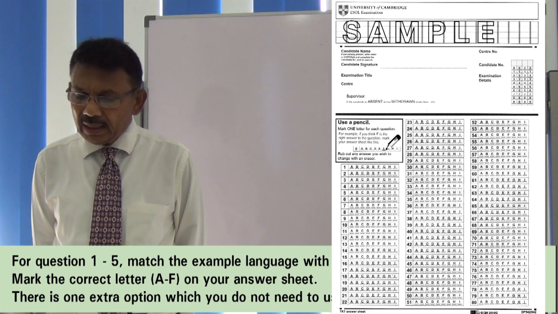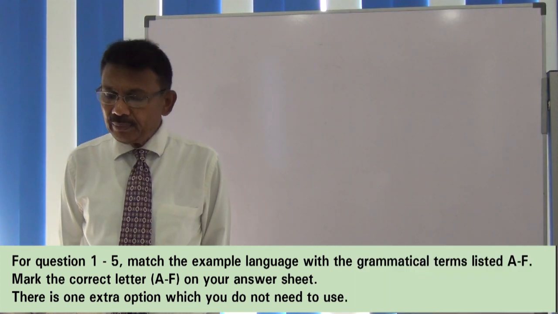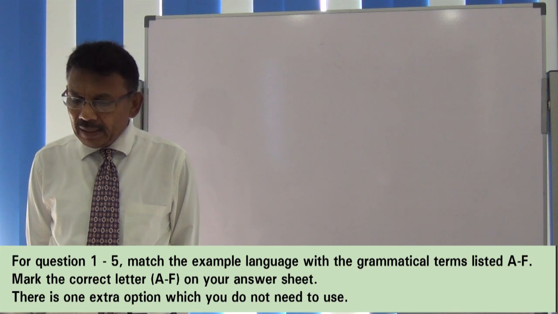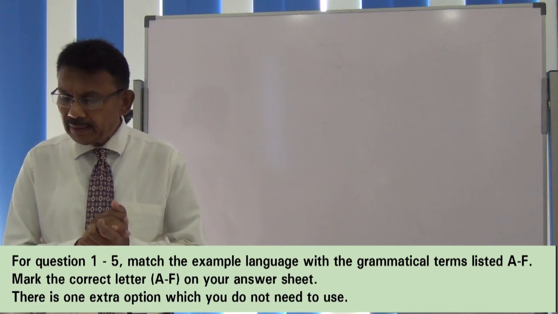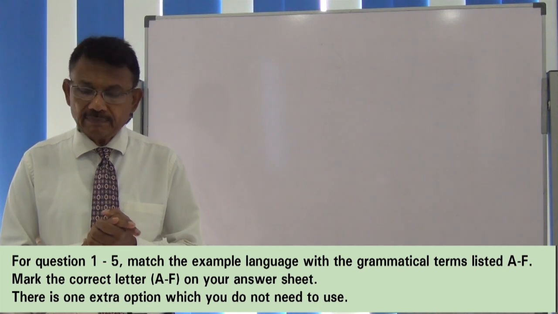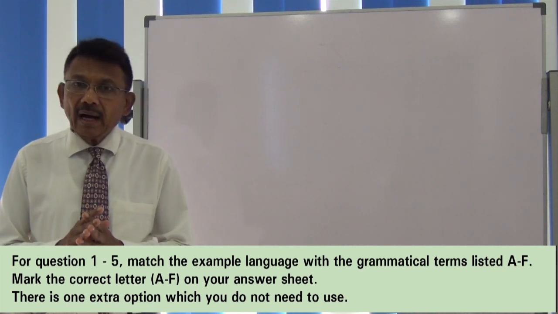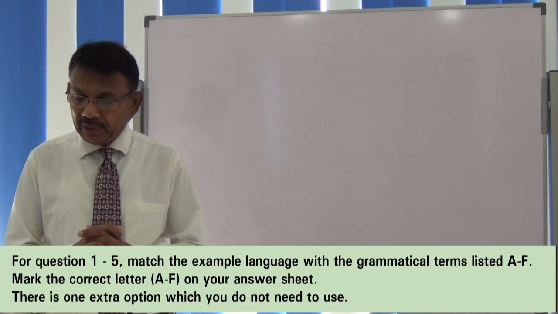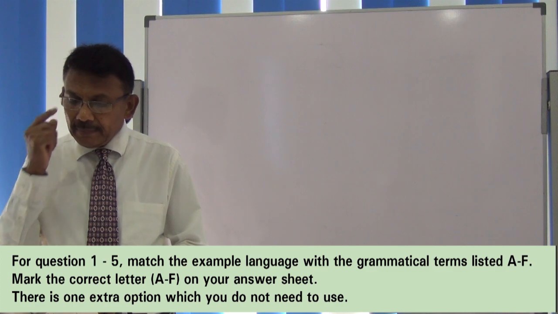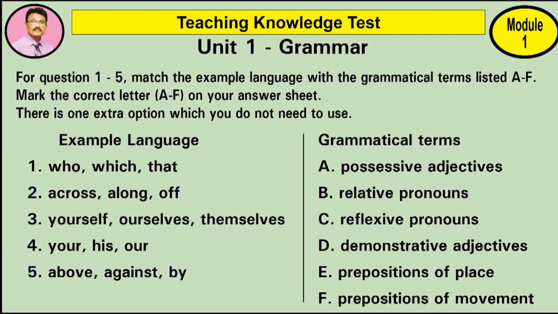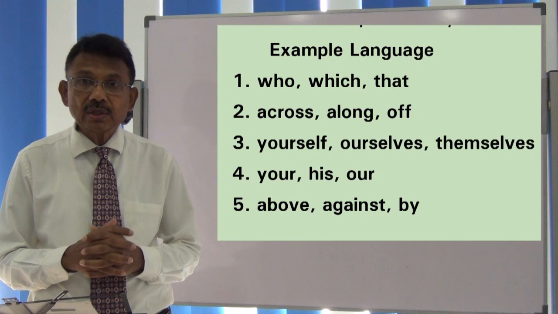Can you understand the question? For questions 1 to 5, match the example language with the grammatical items listed A to F. Now here are the example language items, right? And it says that there is one extra option which you do not need to use. Among the options, there is one extra which you do not need to use.